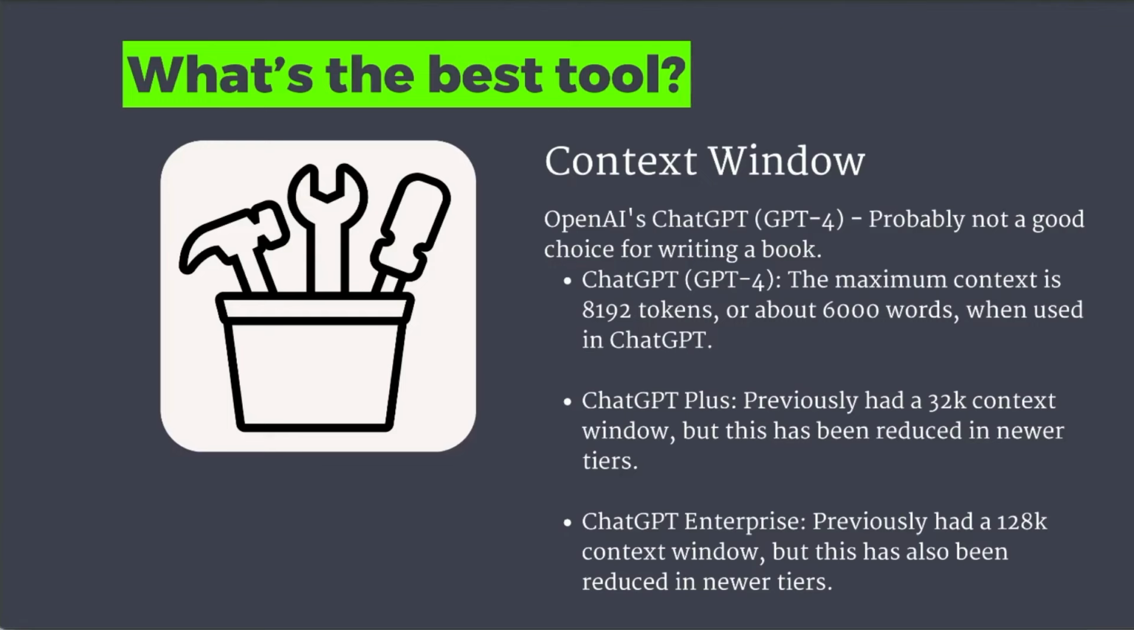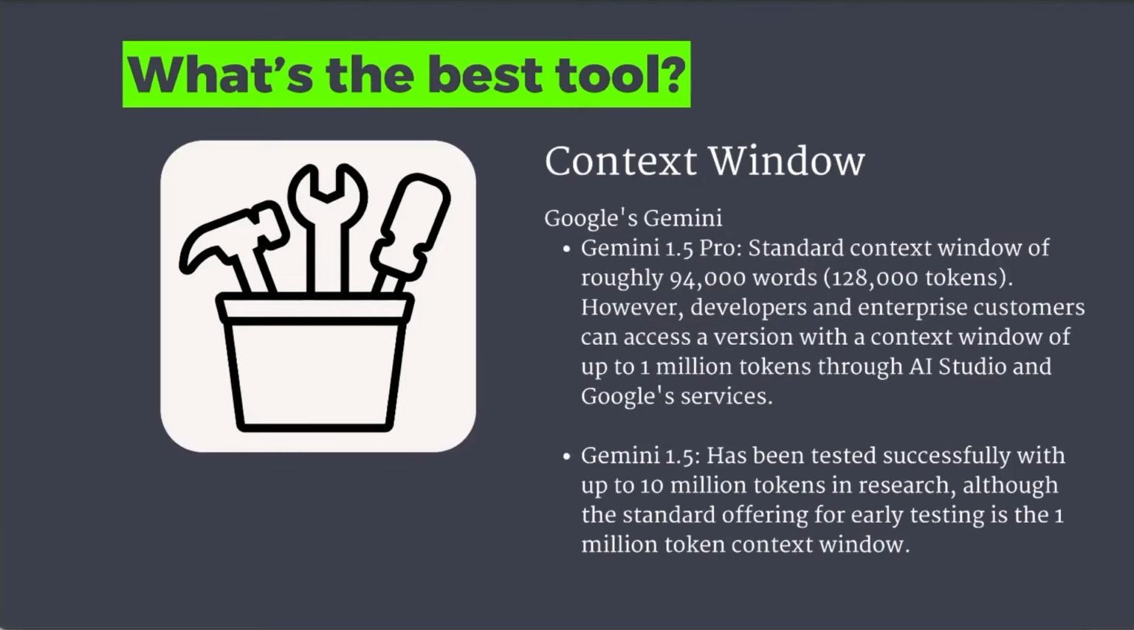So while I think ChatGPT is great for a lot of things, writing a book may not be one of them. If this is the only tool you have access to, you may want to try to use the API. I believe the API version is at platform.openai.com. In there, you may be able to access a version of GPT-4 that does not have such a small context window. Gemini, just over the course of creating this video, has increased its context window. As of a couple days ago, it was roughly 94,000 words.